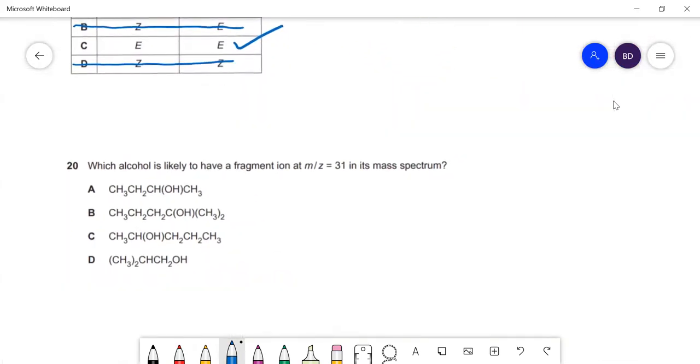Okay. Right, which alcohol is likely to have a fragment of m/z 31 in its mass spectrum? Right, okay. So the ethyl group weighs 29. The methyl group weighs 15. That's going to help us a bit. Okay, so look. What we've got on this side here, that bit's going to be 29. So when you add on another carbon, that's going to be way too big. That fragment there is too big.